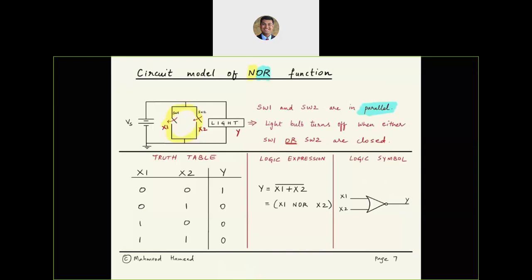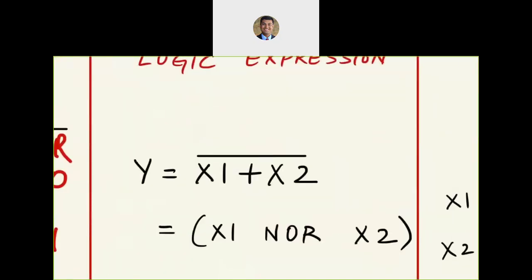What is the truth table going to look like? We still have the 4 entries of x1 and x2. We have y, which is the output. It is the opposite of OR. So OR would have given us 0, 1, 1, 1. But because it's the exact opposite of OR, it is giving us 1, 0, 0, 0. Logic expression: first do the OR, then do the NOT.